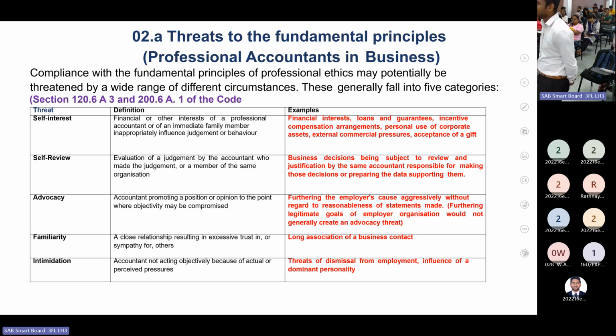Self-reviewing. Evaluation of a judgment by the accountant who made the judgment for the member's organization. A business decision being subject to review and justification by the same accountant responsible for making those decisions or preparing the data supporting them. So I will make another practical example for this.